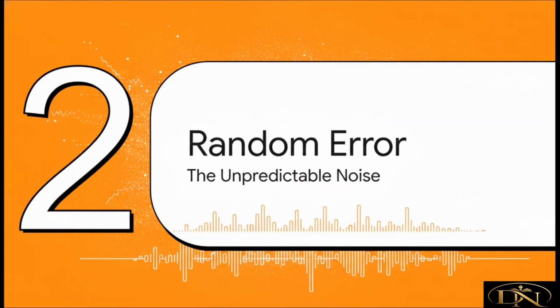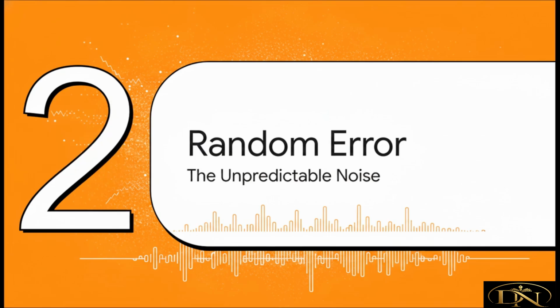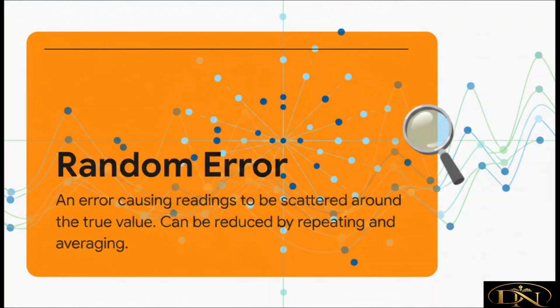Okay, so that's the consistent flaw. Now let's talk about its unpredictable cousin, random error. If systematic error is a constant bias, random error is more like background noise. It's that random scatter in your data. It's why if you measure the exact same thing 5 times, you'll probably get 5 slightly different answers. So, unlike those sneaky systematic errors, random errors bounce around the true value. Some readings will be a little high, some a little low.